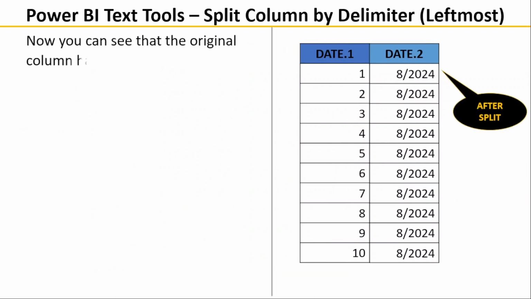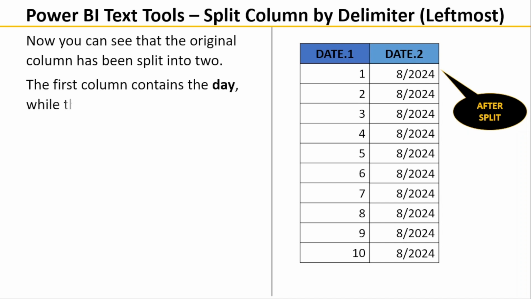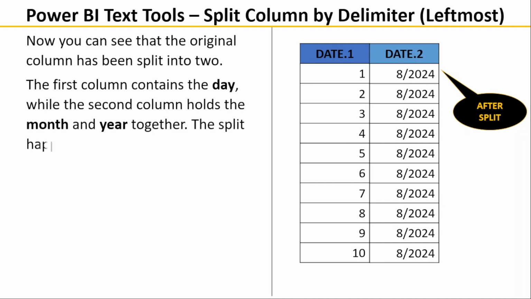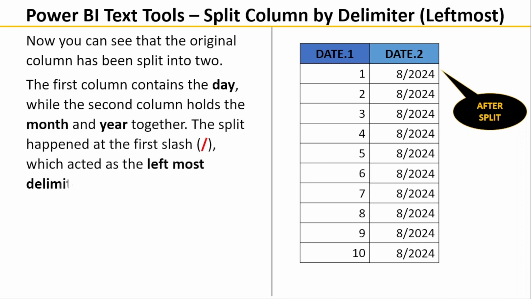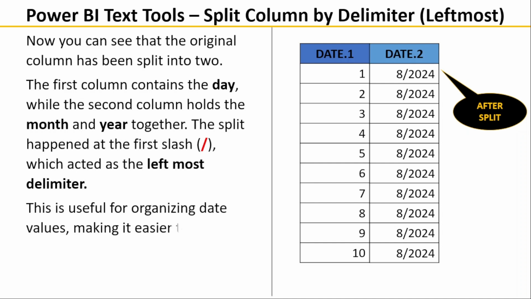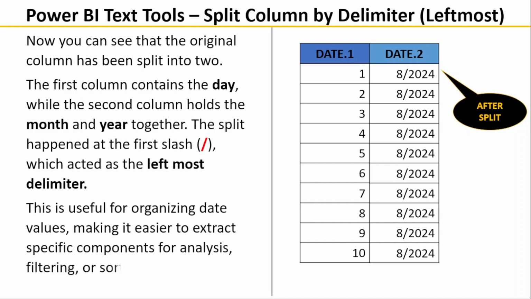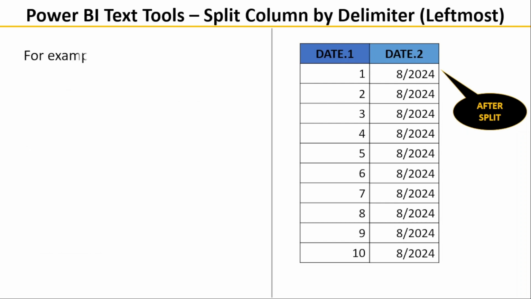Now you can see that the original column has been split into two. The first column contains the day of the date, while the second column holds the months and the year together. The split happened at the first slash, which acted as the leftmost delimiter. This is useful for organizing date values, making it easier to extract specific components for analysis, filtering, or sorting.